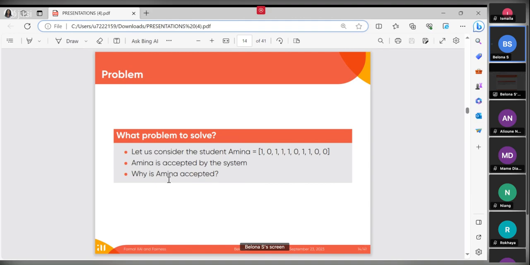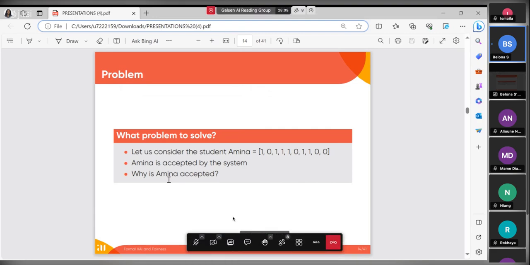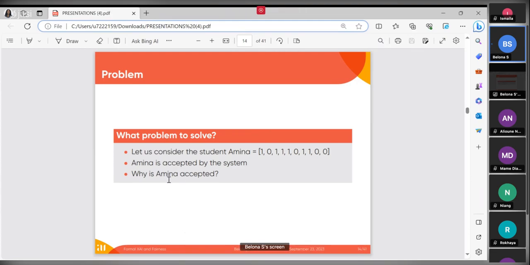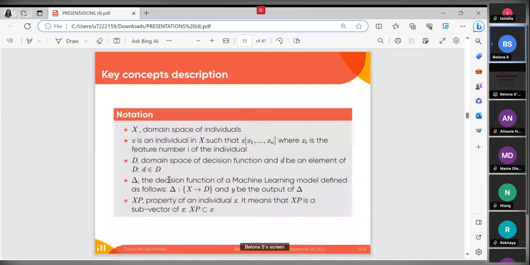So, as I told you in the beginning, before informal explanation, we have abductive explanation and contrastive explanation. So here we want to know why Amina is accepted. So what we are looking for is some abductive explanation. How to do that?